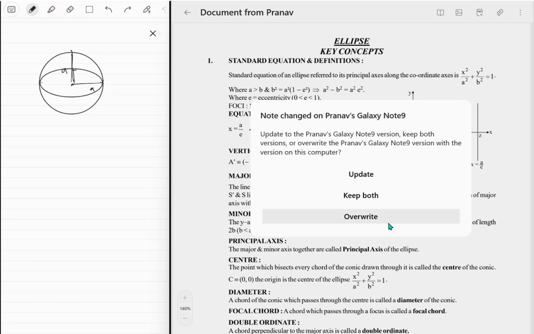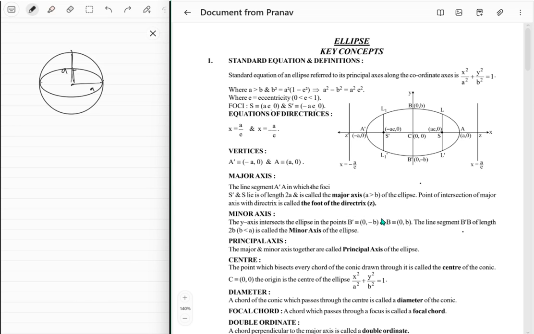Wait, what is this? Okay, I think I first checked it on a smartphone, that's why this happened. So I'll just say keep both. No, just override. Well, whatever.